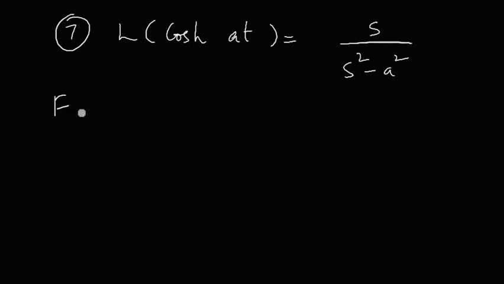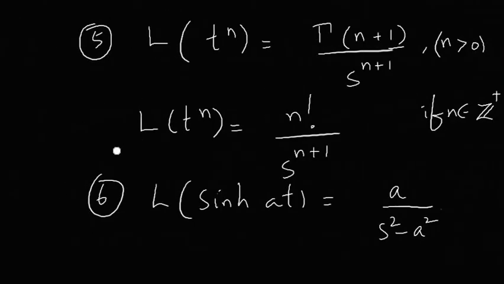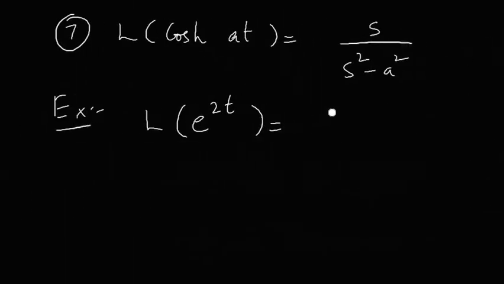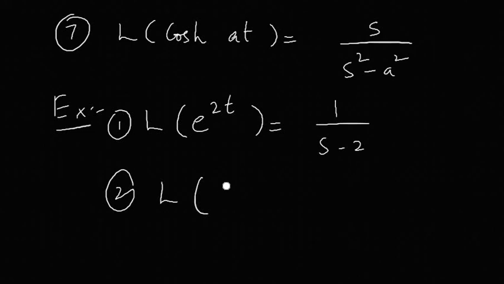Now let us take some examples. Laplace transform of e to the power of 2t. This should be done using this particular rule in the list. L of e power at is 1 by s minus a. So if you have 2t, then it will be 1 by s minus 2. You can practice it with different numbers afterwards. And coming to L of sine 4t, you have to use a by s square plus a square, that is 16 here.